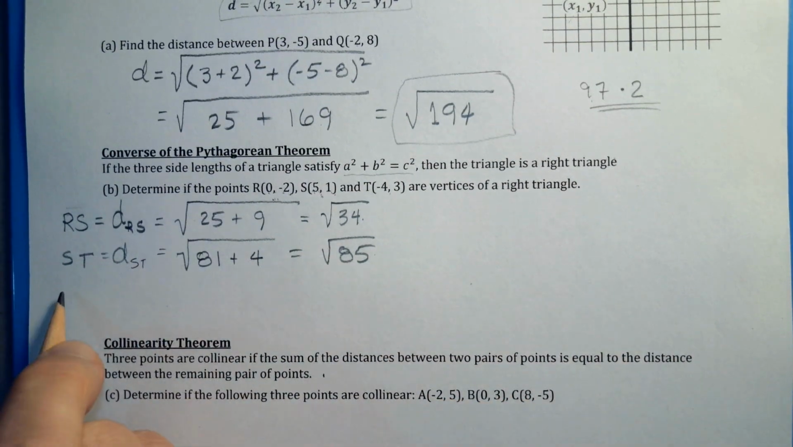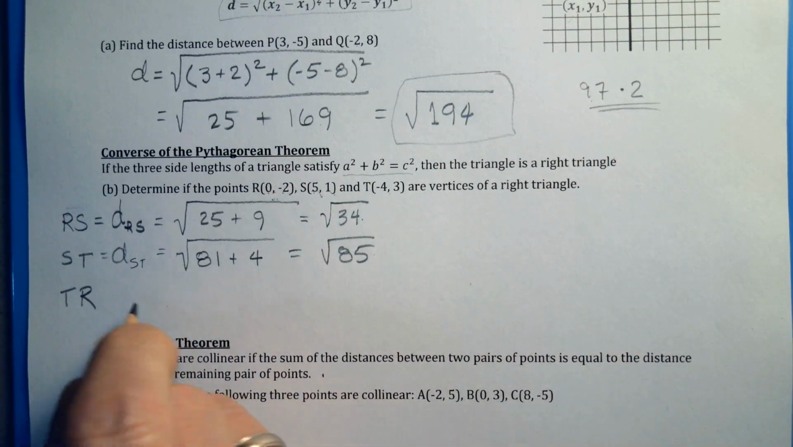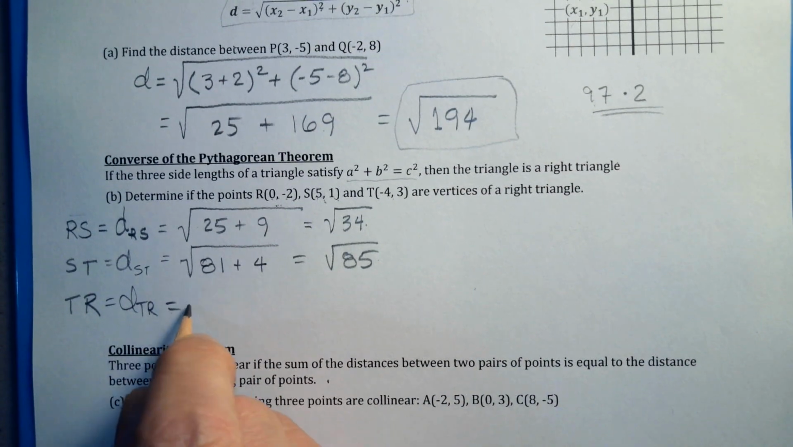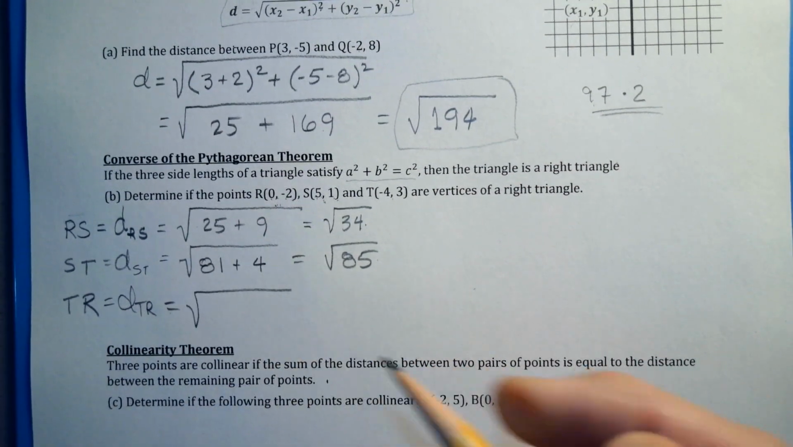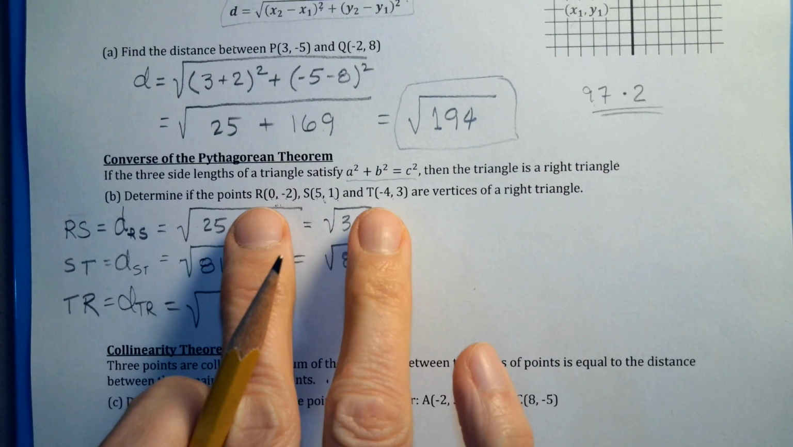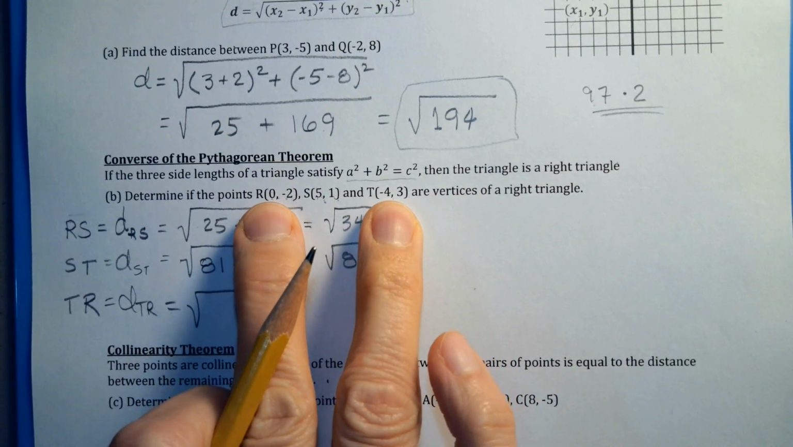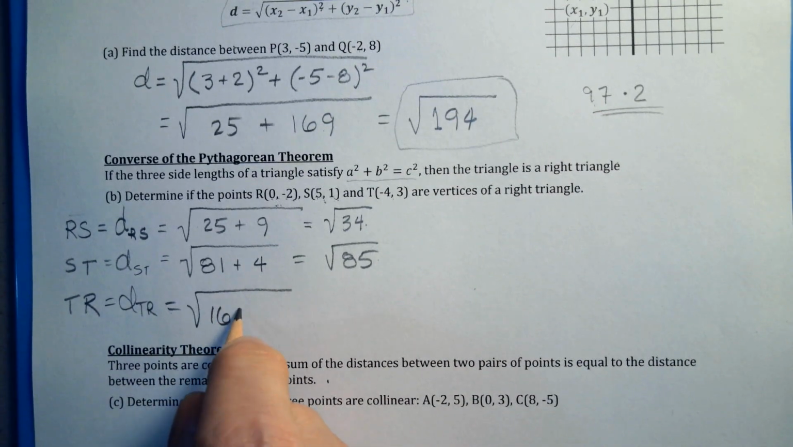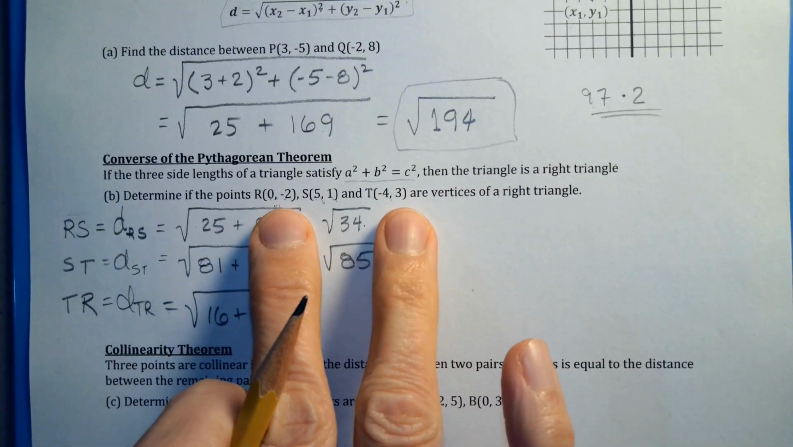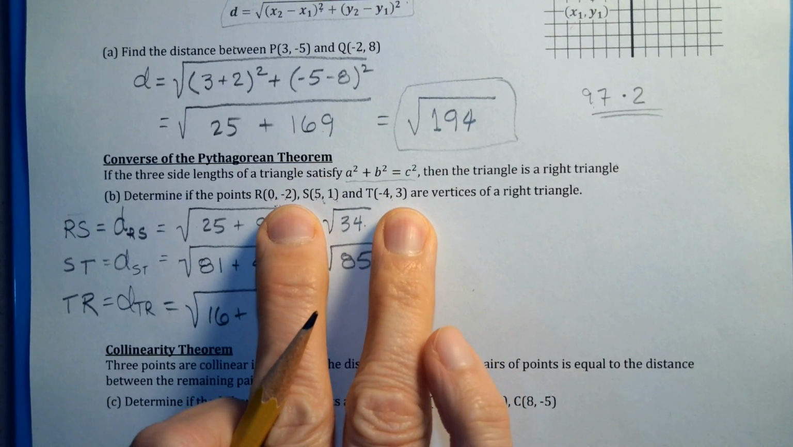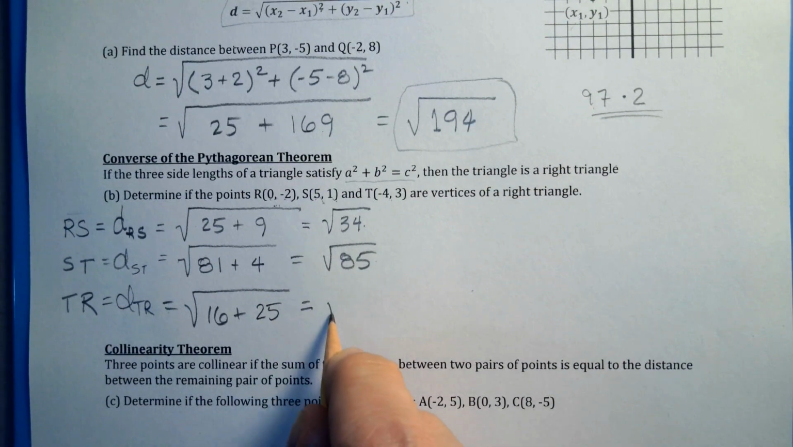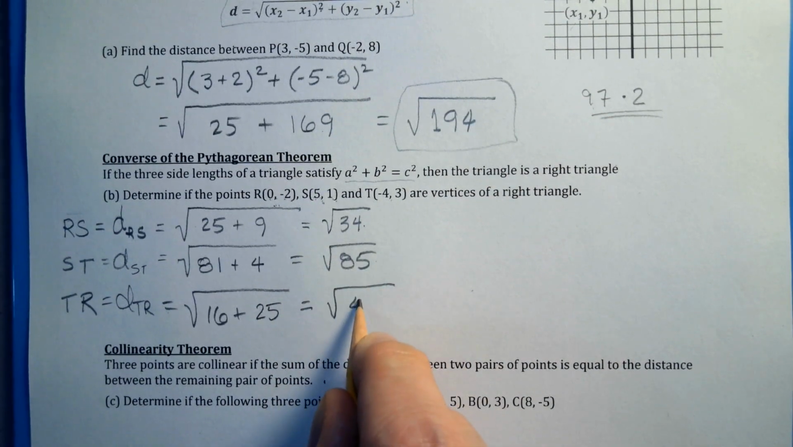Okay, and then the last one would be TR, or again, RT, doesn't matter which way you put those, D, and then let's say TR. All right, and so that one is going to be the difference in the x's, which would be 4 or negative 4, depending which way you do it, but squared is 16, plus the difference in these two y's, that's going to be 5, and squared, that's 25. All right, and so that is the square root of 41.